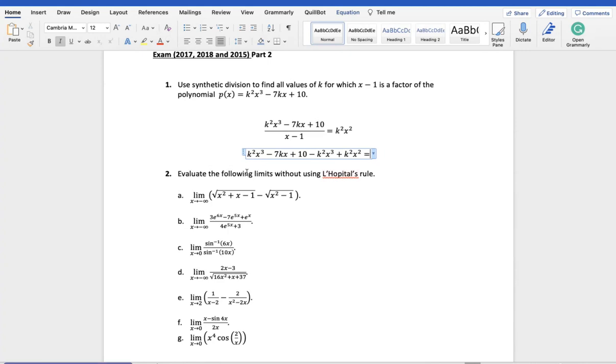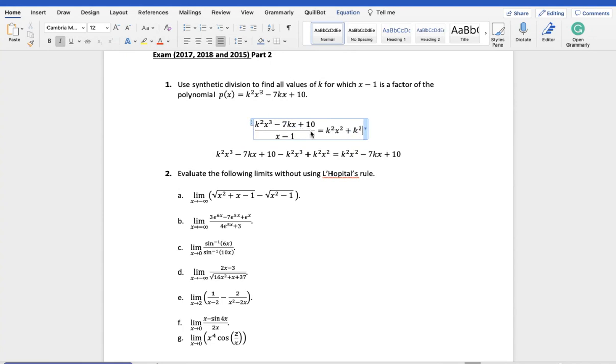That will give you k squared x squared minus 7kx plus 10. Then when you divide this quotient, the polynomial k squared x squared minus 7kx plus 10, by x minus 1, you get plus k squared x.